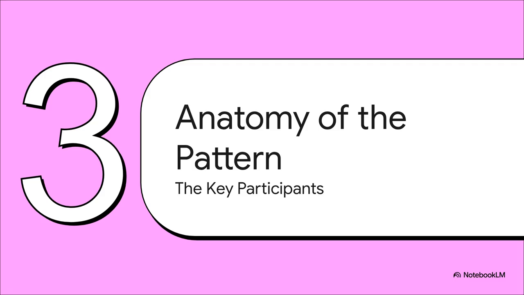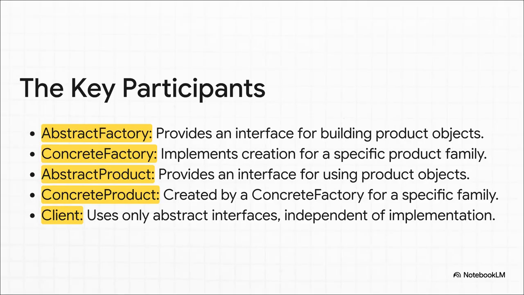Okay, so what are the actual pieces that make this thing tick? Let's pop the hood and break down the anatomy of the pattern. You've basically got 5 main characters in this story. It all starts with the abstract factory. That's our main blueprint. Then you create concrete factories for each family, like a human factory. These factories pump out specific concrete products, like a sword, which are all just variations of an abstract product, like a generic weapon. And the real magic? The client. It only ever talks to the abstract blueprints, never knowing or caring about the specific details.